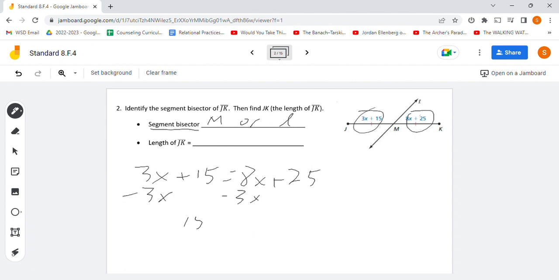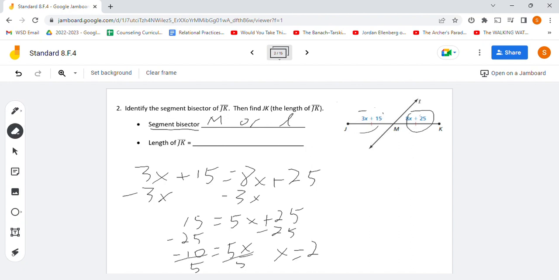We end up with 15 equals 5x plus 25. Subtract 25 here, and we end up with negative 10 equals 5x. Finish this out by dividing by 5 to find our x value of negative 2. And we're going to plug that x value into here, and again, if we did it right, our two segments should have the same length.